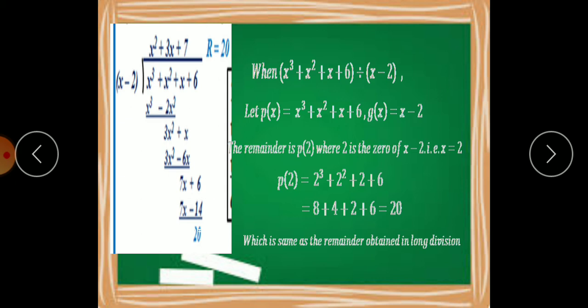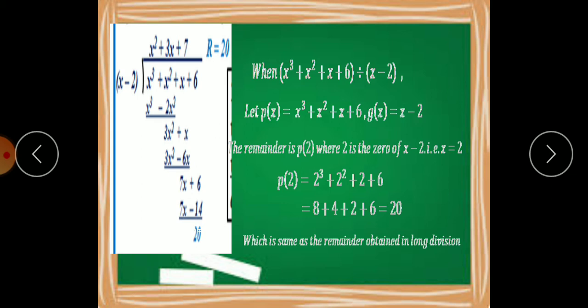That is, the 0 of the divisor is 2. When it is substituted in place of x in the dividend, that is p of 2 is equal to 2 cube plus 2 square plus 2 plus 6, and thus we get p of 2 is equal to 20. Thus we observe that in our long division also we get the same remainder. So to get the remainder, we can do this process which is also called remainder theorem.